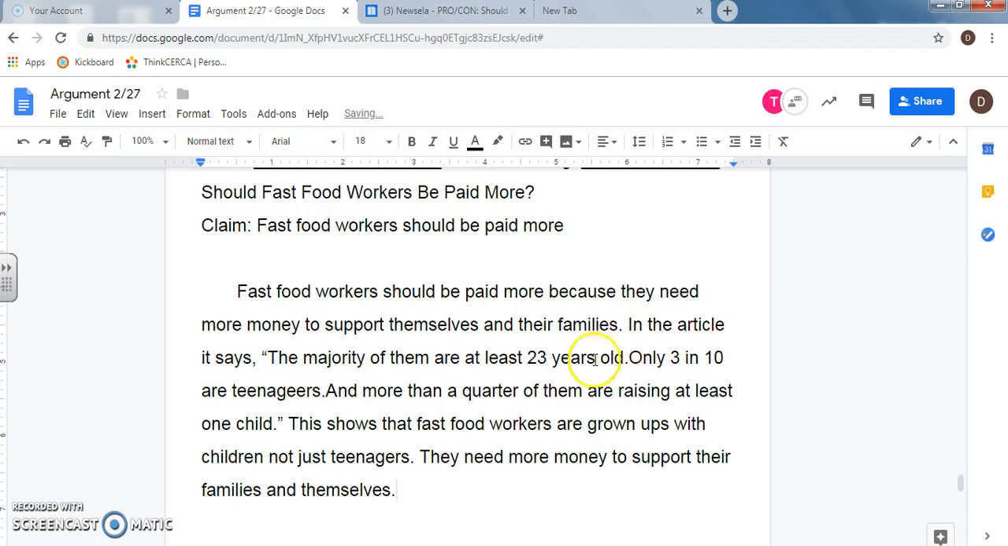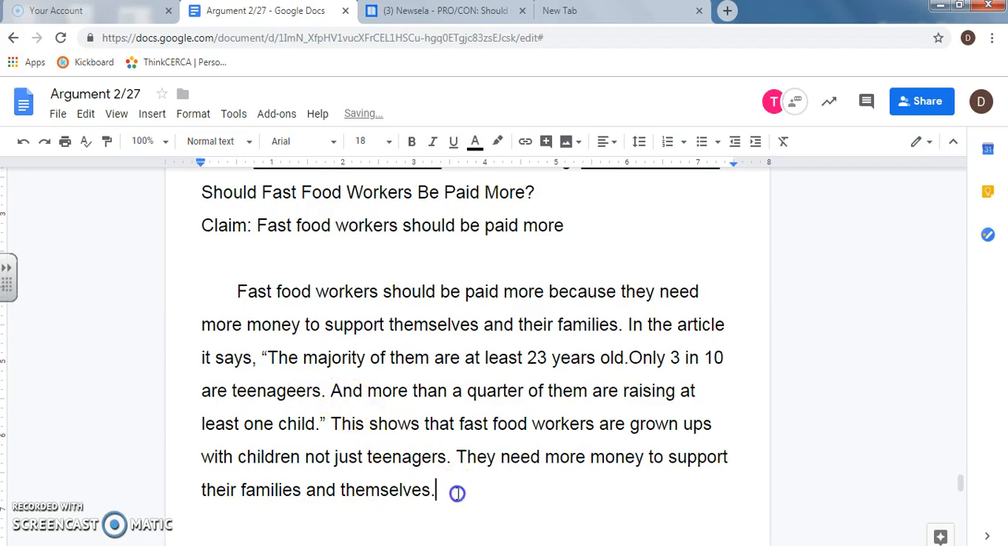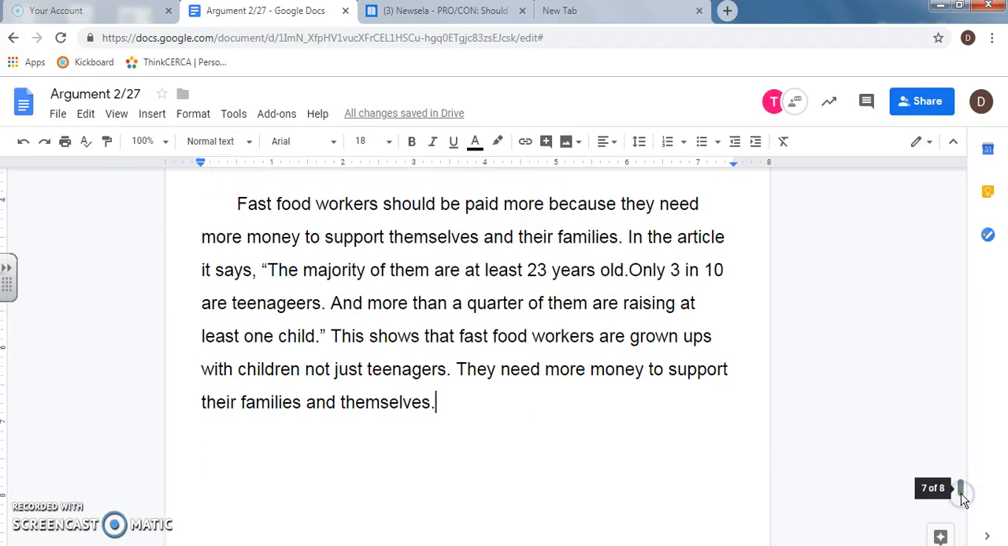Okay. This connects to my evidence because it's talking about how they are not just teenagers, they have other people to support. So my reasoning is more than one sentence. My reasoning connects my evidence to my claim. I'm going to do another one for the same exact one. So I'm going to indent fast food workers, write this one down too.